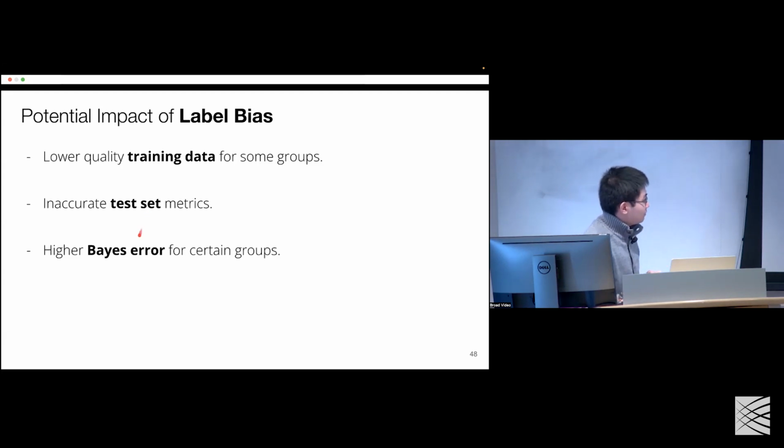And given that we have different levels of label noise, this can lead to higher base errors for certain groups, which again, when we try to equalize performance between groups, will certainly lead to worse performance for the better performing group with no improvement in performance at all for the worst performing.